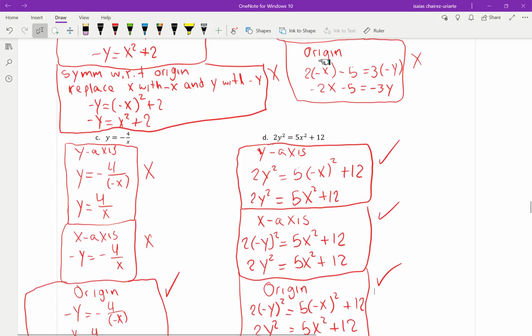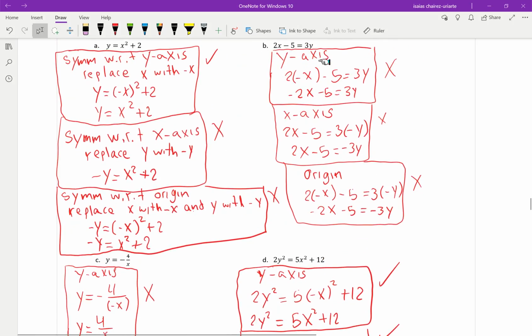Okay, so hopefully, if you're just given an equation and you're asked about the symmetry of the graph, now you know how to proceed. If you're testing for symmetry with respect to the x-axis, you replace y with negative y. If you are testing for symmetry with respect to the y-axis, you replace x with negative x. And if you are testing for symmetry with respect to the origin, you replace x with negative x and y with negative y.